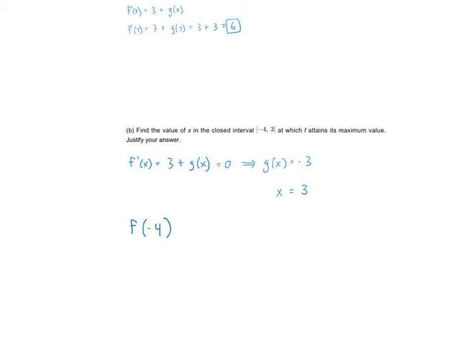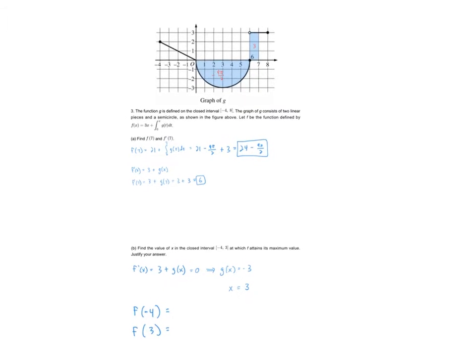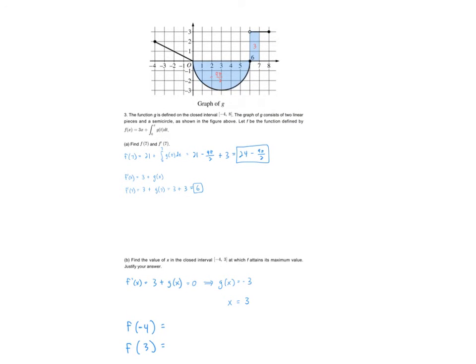Okay, just remember we're plugging these back into the original because we want to see where f, the original function, has a maximum or minimum. So we could actually plug these in. Actually, now that I think about it, let's not, just to save time. But look at this. Do you notice f prime of x is 3 plus g?